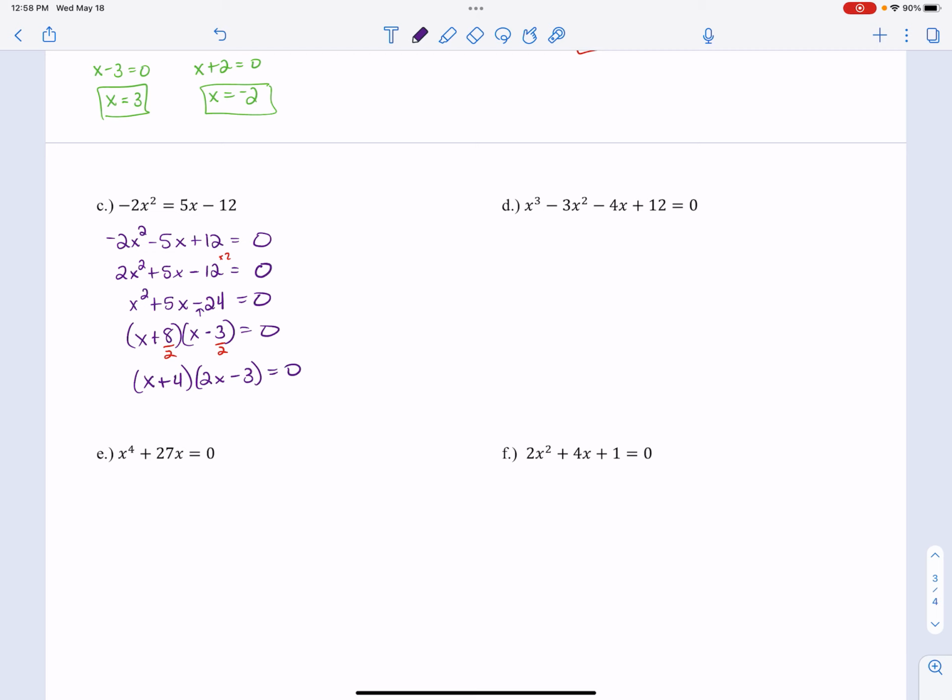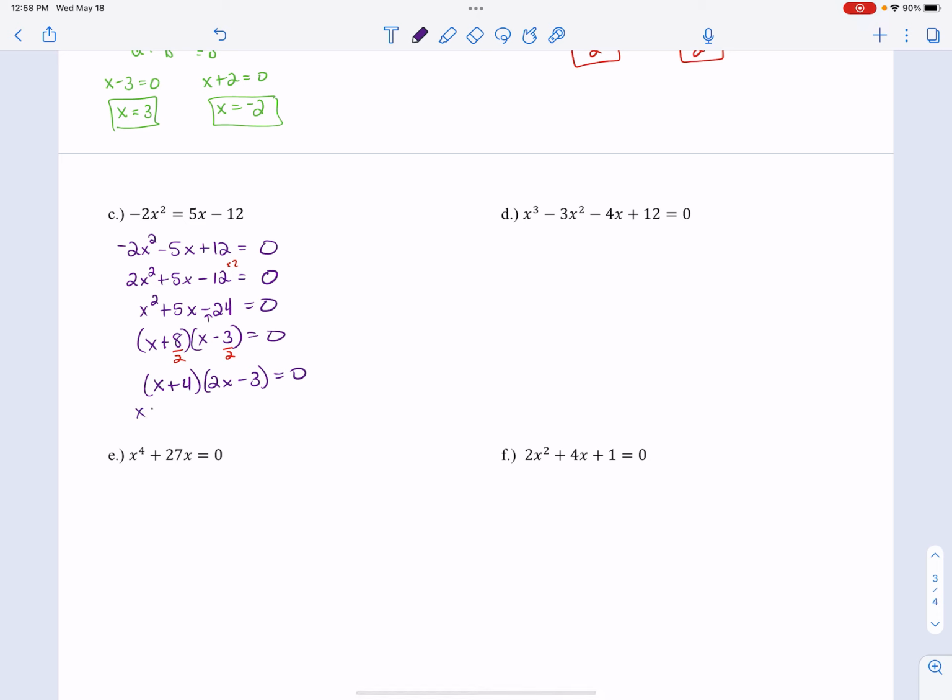And then I go to solve. X plus 4 equals 0, or 2x minus 3 equals 0. Both will give me solutions. So solving for x, I get negative 4 and positive 3 halves.